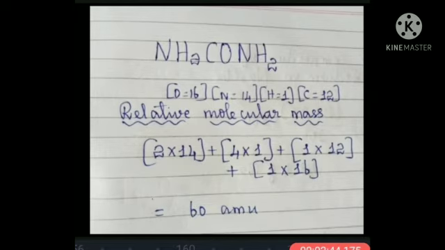Okay. For this, the first step, you need to find out the relative molecular mass. There are 2 nitrogen, so 2 into 14, plus 4 hydrogen atoms, 4 into 1, 1 is the mass number. Plus there is 1 carbon, so 1 into its mass, that is 12, plus the oxygen is only 1, so 1 into 16. If we add all these, we get 60 AMU. This is the relative molecular mass of urea.